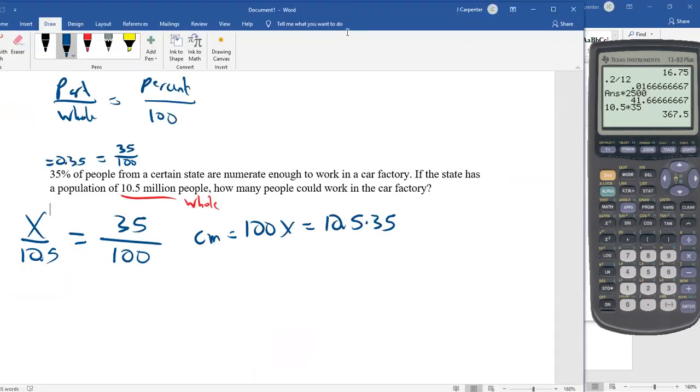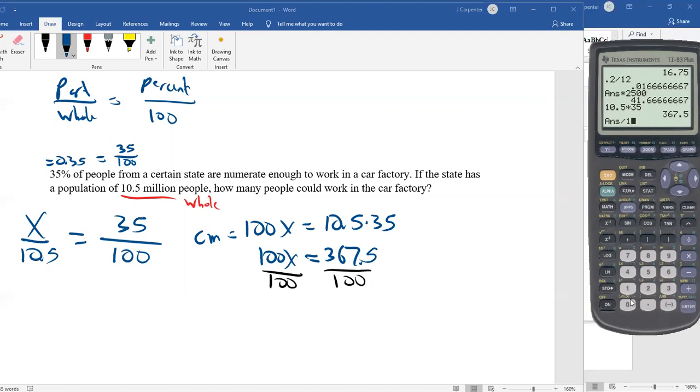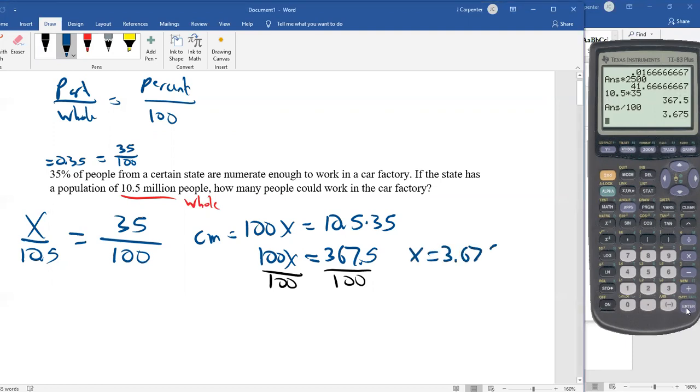Okay. So the 10.5 times the 35 was the 367.5, and then we just divide both sides by the 100, which, dividing by 100, just takes a decimal and moves it left that number of times, the number of zeros. But if you don't like memorizing little tricks like that, show your division, divide it correctly, and you get 3.675. So we get x equals 3.675.